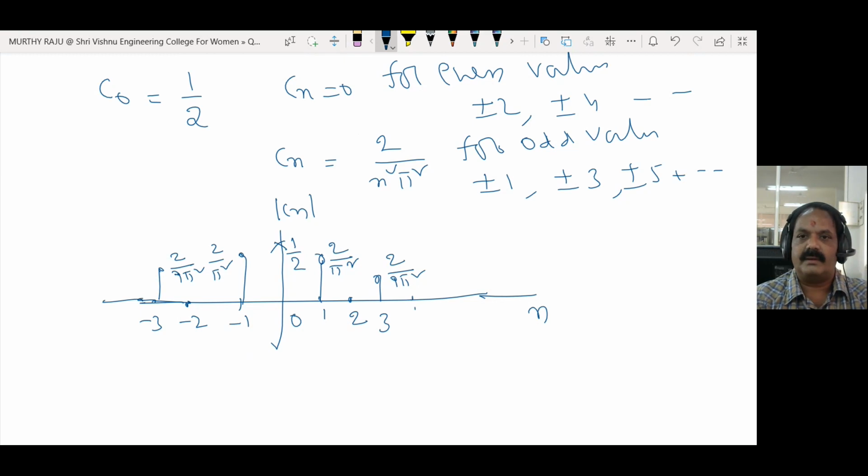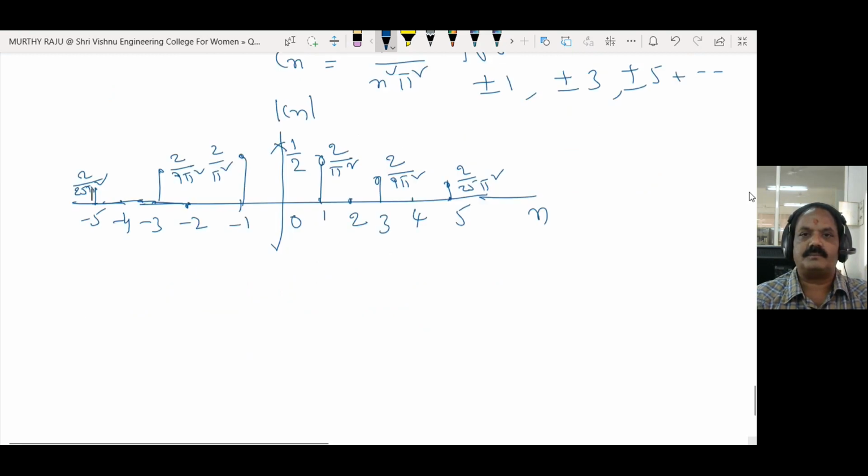So 4, the value is 0. Minus 4, the value is 0. 5, 2 by 25 pi square. Minus 5, 2 by 25 pi square. This is the spectrum of Cn.